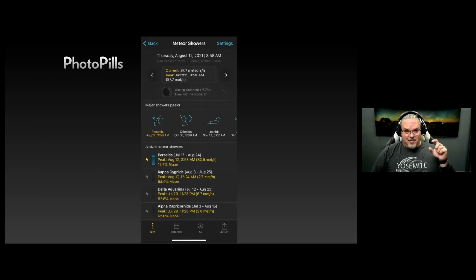So in Photopills, there's a pill. Each of their modules they call pills. There's a pill called Meteor Showers. And this is a screenshot I took back from August. And on this screen, it shows you a lot of information. We're going to go into more detail, but you can see that it looks like on this screen that the Perseids is a really good meteor shower, and the other ones are less good.